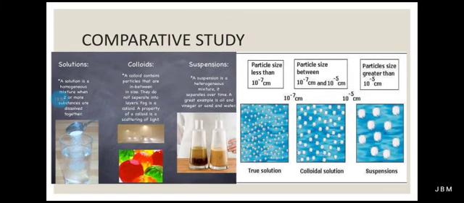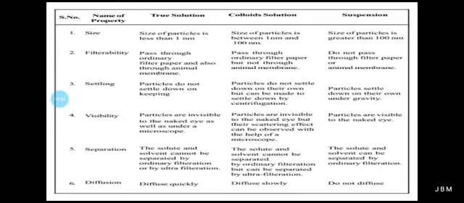So let's quickly get into the basic differences, depending upon the property, and how we can figure out the difference. The size of particles is less than 1 nanometer for a true solution. The size of particles is between 1 nanometer and 100 nanometer for colloids. For suspension, the size of particles is greater than 100 nanometer. Filterability: solutions pass through ordinary filter paper and also through animal membrane. Colloids pass through ordinary filter paper but not through animal membrane. Suspensions do not pass through filter paper or animal membrane.